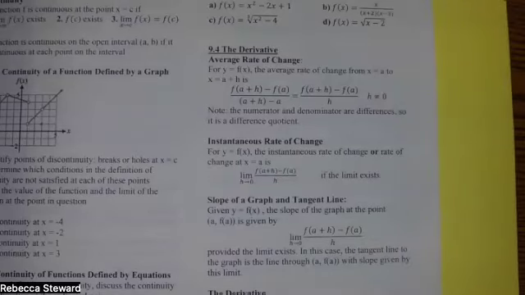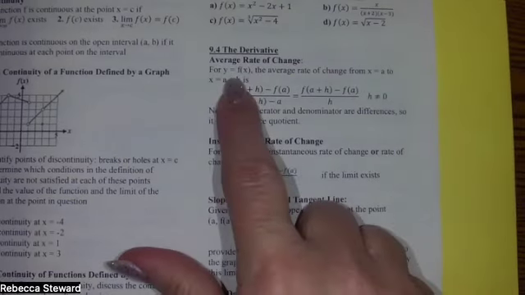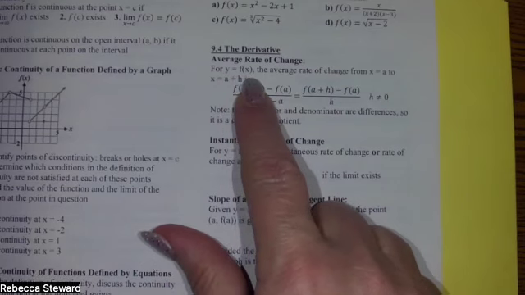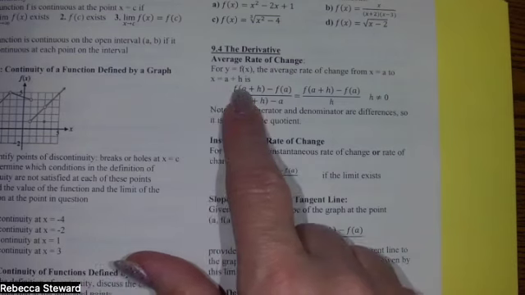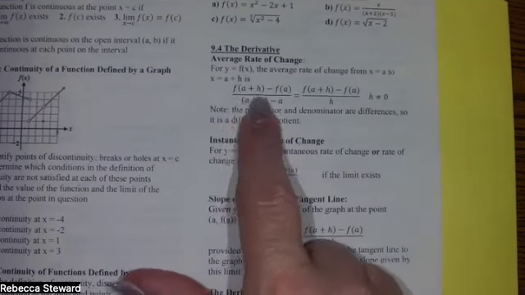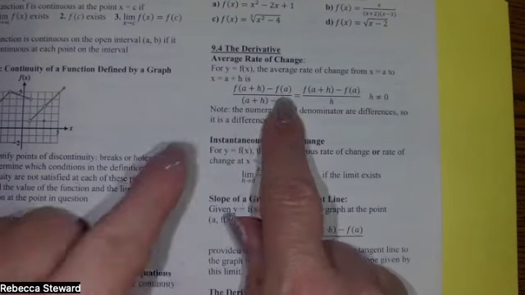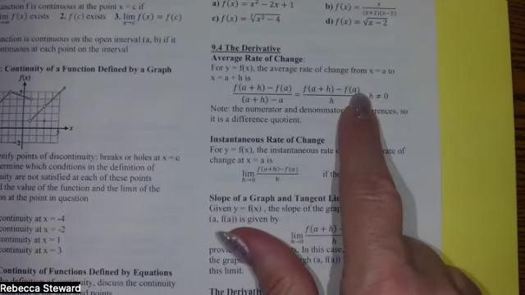Okay, so in this section, we're going to talk about derivatives. And derivatives are the average rate of change. For y is equal to f of x, the average rate of change from x equals a to x equals a plus h is this. Now, this denominator part, if we have a plus h minus a, well, the a's will cancel and you're left with the h. This is more commonly what you'll see.